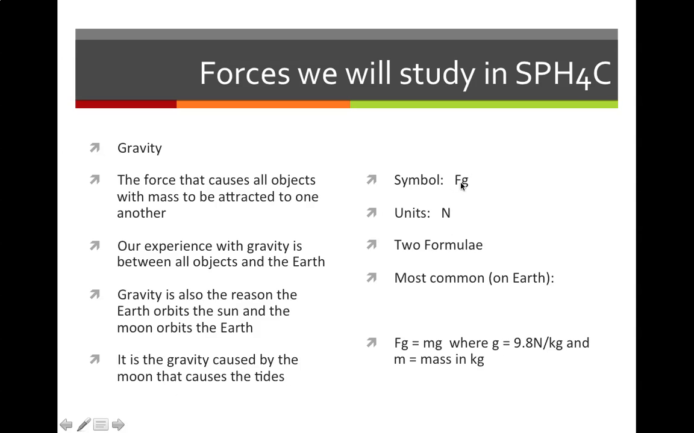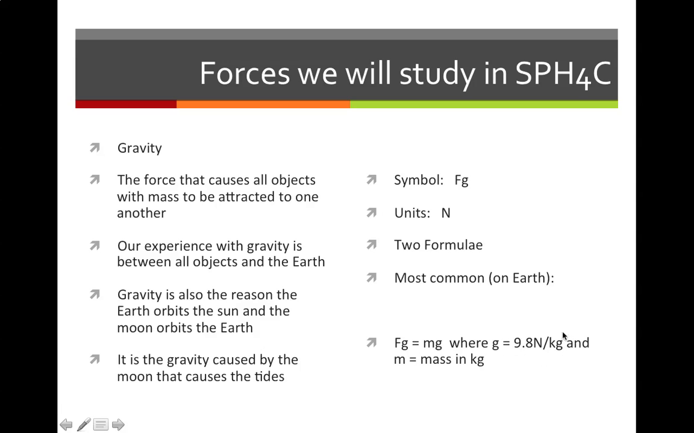So a couple of details about gravity. We give it the symbol Fg. Every force, we give it a symbol F with some little letter to represent the type of force it is. So F for force and G for gravity. Every force is measured in newtons. There's 2 formulas. We're only talking about one right now, and that's this one, where Fg equals mass times 9.8.